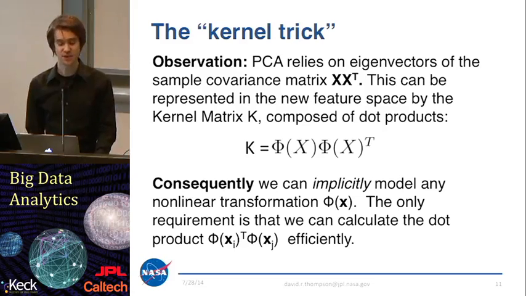Okay, this brings me to the kernel trick. As before, PCA relies on the eigenvectors of the sample covariance matrix, x times x transpose, and we can represent that in the projected space by a matrix of dot products. The expression for that is given here. So what this means is that we can implicitly model any nonlinear transformation, phi of x. The only requirement is that we have to be able to calculate dot products between those data points efficiently. As long as we know the dot products, we can figure out what the projected representation is. So we actually never have to calculate the explicit high-dimensional representation of the new feature space.